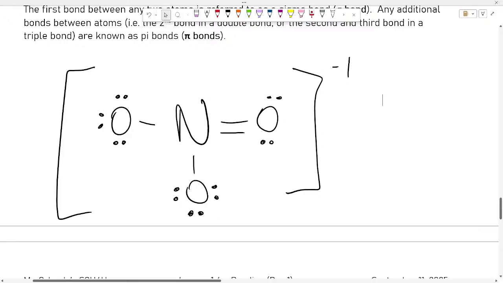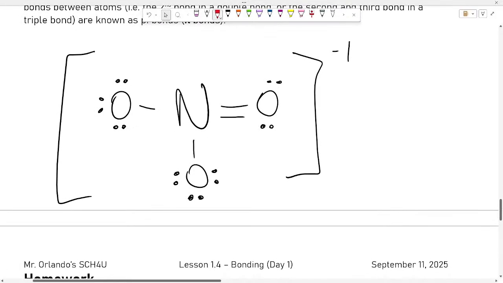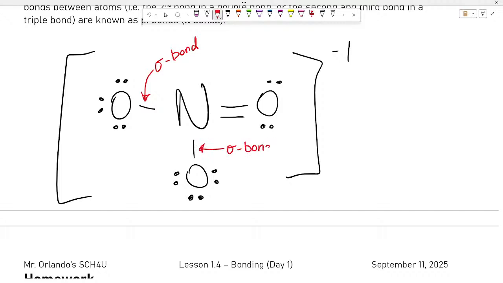Don't worry. Okay, now, types of bonds. A single bond is called a sigma bond. All right? A single bond is called a sigma bond. And the first bond between anything is always a sigma bond. So even in this double bond, the first bond between them is a sigma bond.